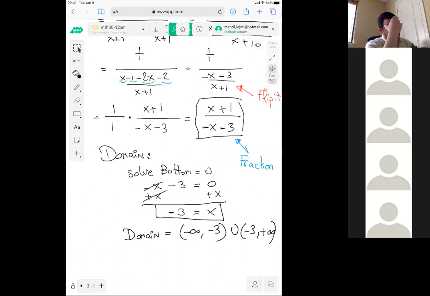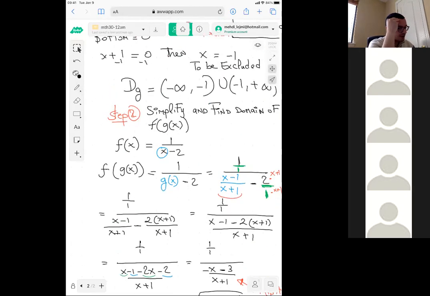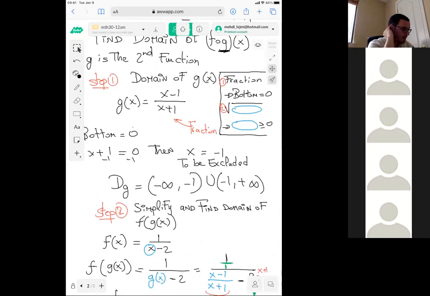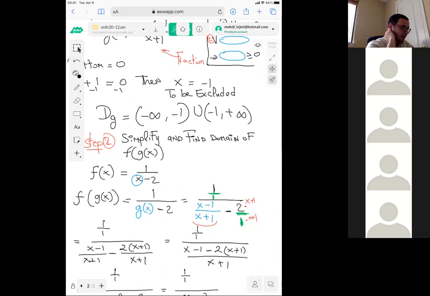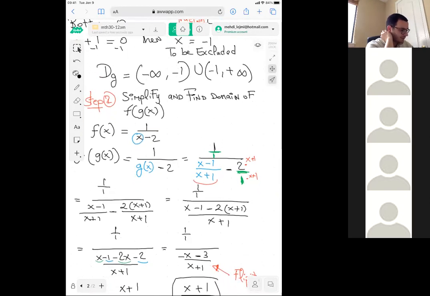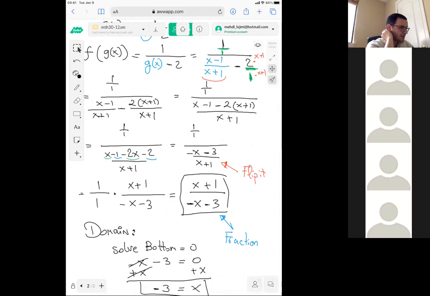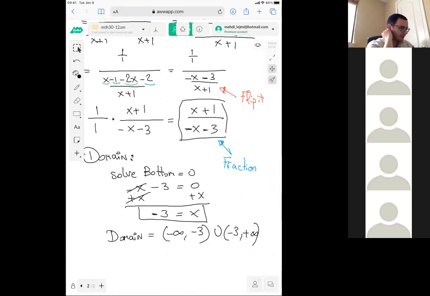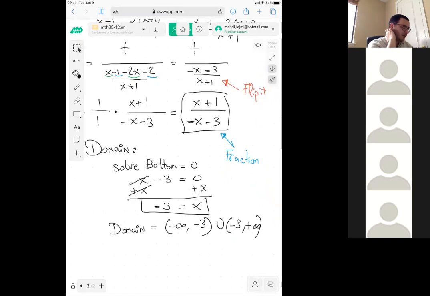So remember, guys, we did the first step. The first step was to find the domain of g, because that's the second function. We said it's negative infinity to negative 1 excluded, union negative 1 to positive infinity, right? And now in the second step, you simplify this f of g of x. We got this fraction here, x plus 1 over minus x minus 3. So then we said you have to find the domain of this fraction here. So now to find the answer, the domain of f of g of x, we need to take the intersection. So this is step 3.